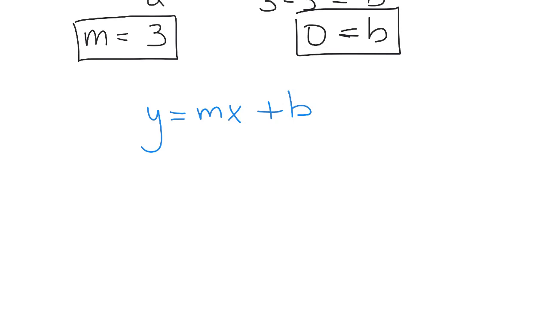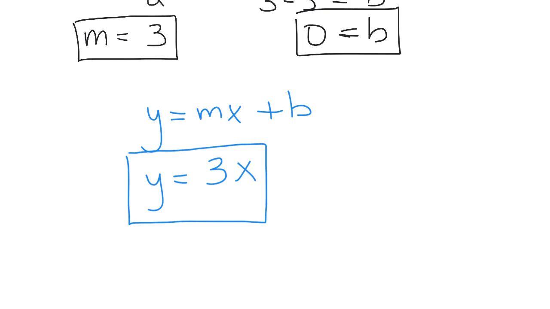So into my equation template, I'm going to plug in my m value, which was 3, and I'm going to plug in my b value, which was 0. And as we mentioned before in our previous example, there is no point of saying plus 0, since that's like saying plus nothing. So you can actually leave off that plus 0. So the final equation would be y equals 3x.